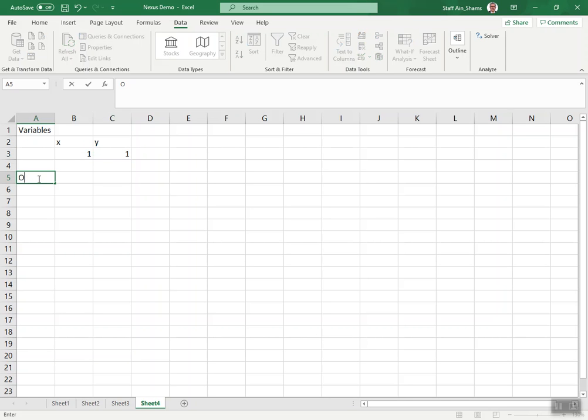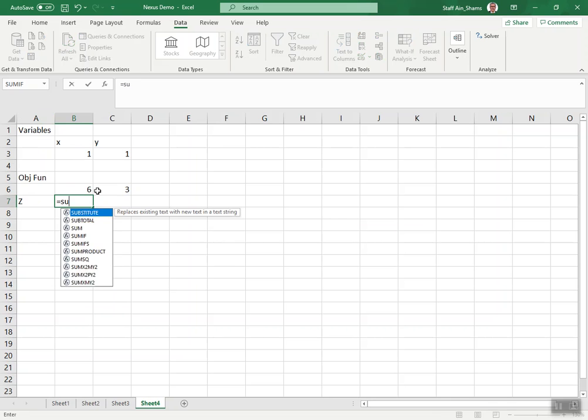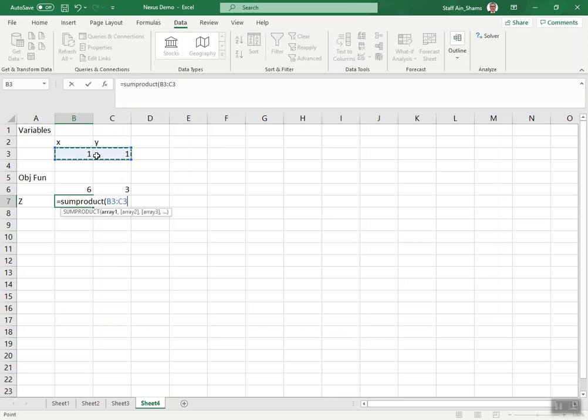Then we will do the objective function. The objective function in our case will have coefficients from the previous table, which will be 6 here for vitamin A and 3 here. To calculate the objective function, we will call it capital Z. I have to multiply 1 by 6 and 1 by 3. To do that, I use the sumproduct formula in Excel, defining this row here, comma, and this row, and then close. Now we get the number 9.